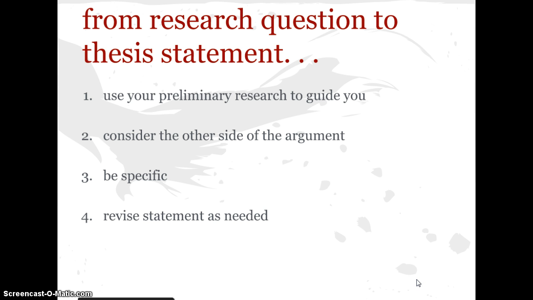So how do you get from a research question to a thesis statement? I'm going to show you two ways to use your preliminary research to guide you to your thesis statement. Consider how you look at the other side of the argument to help you strengthen your thesis statement, how to be specific with your thesis statement, and how to revise if needed.